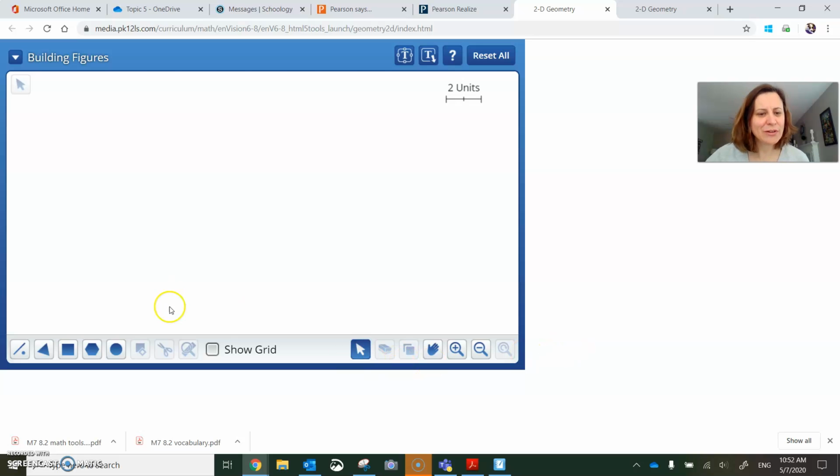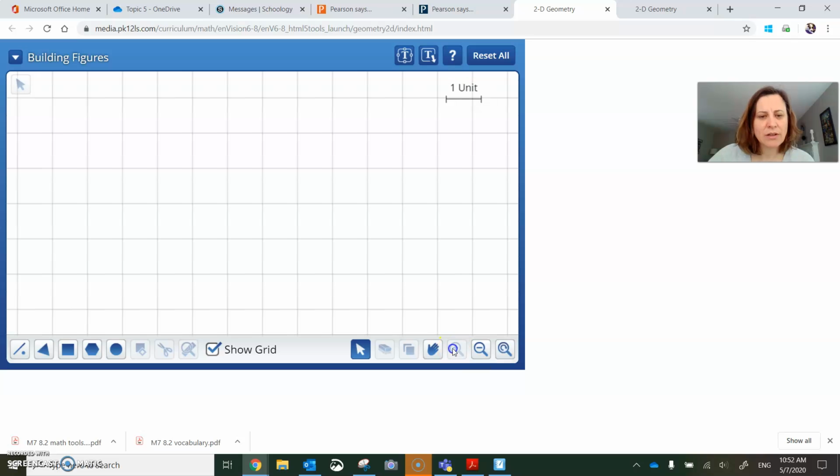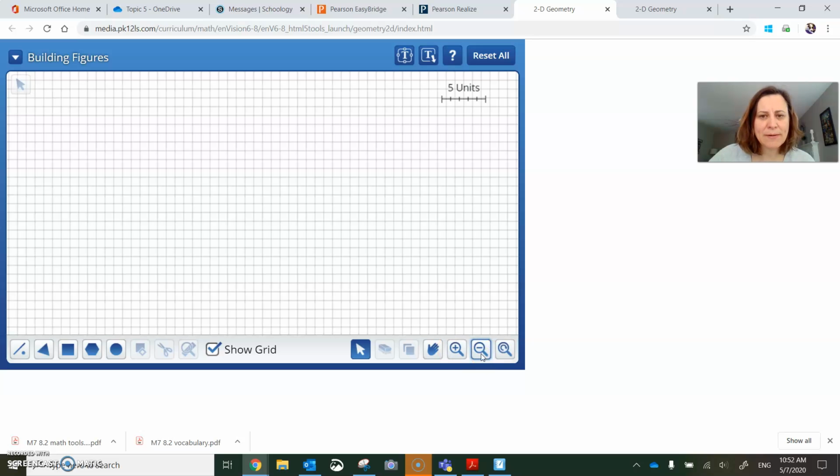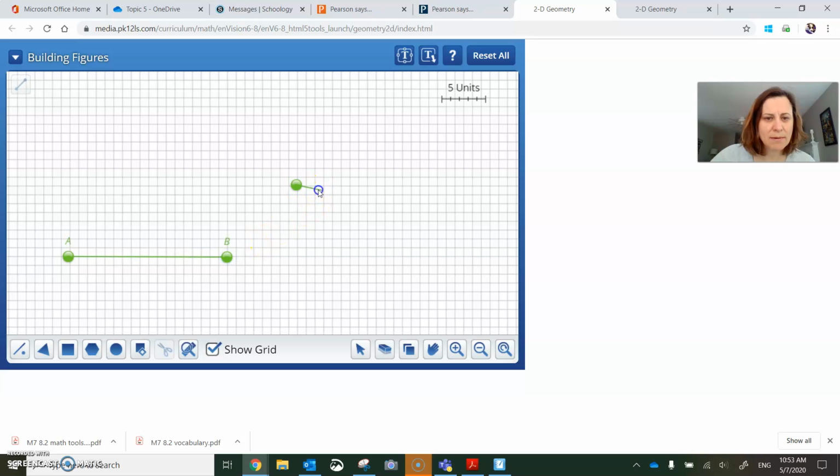Here we go. Show the grid. I want my grid to actually be smaller, so I'm going to zoom out just a little bit because one of my sides is supposed to be 30 units long, right? So here I go. I'm going to draw a segment that's this big, another segment that's this big, and another that's this big. I want my first segment to be 30.